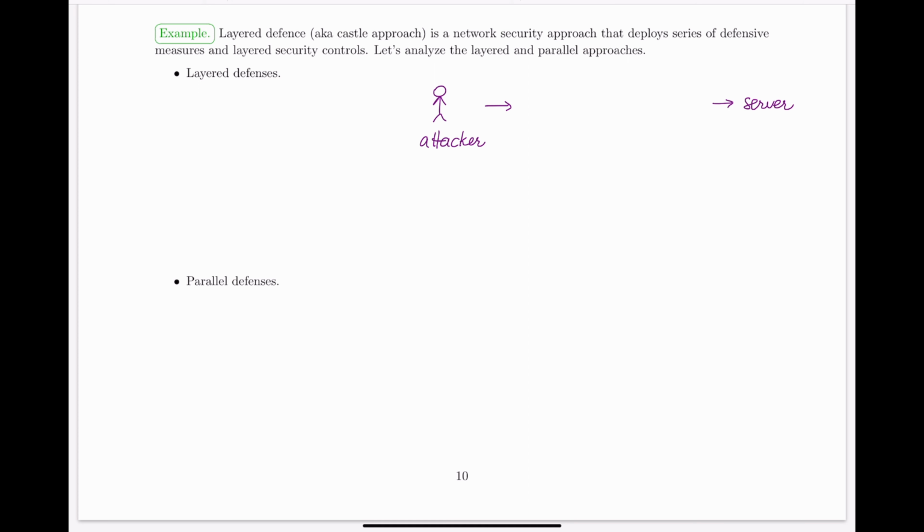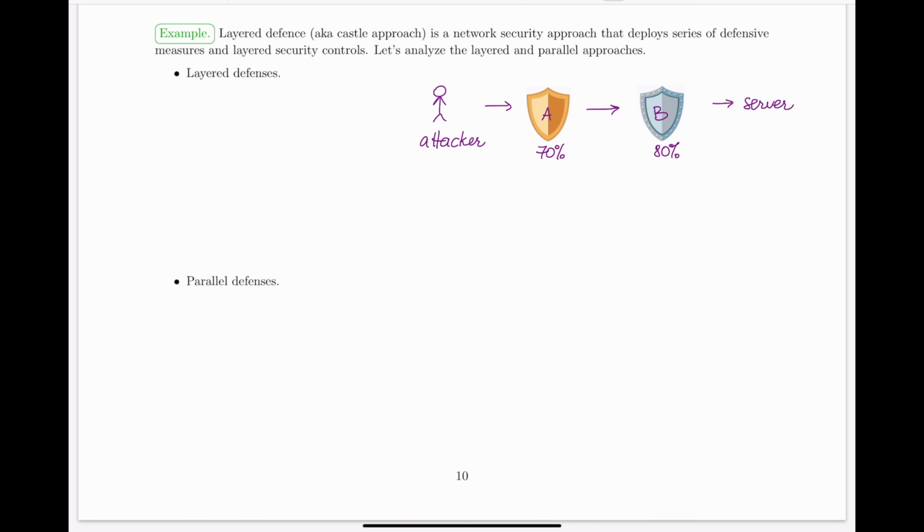So here, we're going to think of the layered approach. I'm going to have two different defenses. Let's say I have control A, which is going to be 70% effective at stopping the attacker. And then I'm going to follow it with placing a control B, which will be, for example, 80% effective at stopping the attacker. What I would like to do is figure out, with these defenses in place, what is the probability of the attacker breaking both and actually hacking my server?